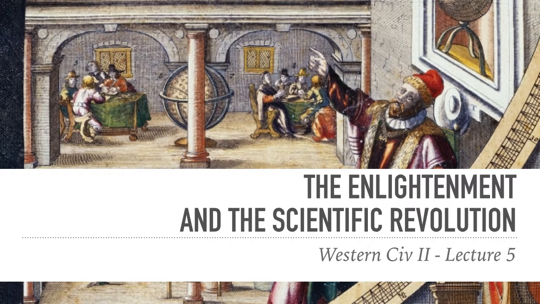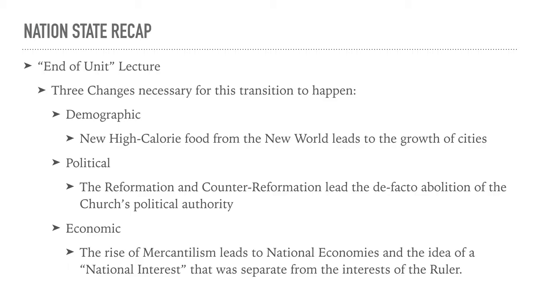Today we're going to do Lecture 5, which is on the Enlightenment and the Scientific Revolution. Now, in order to start this lecture, we sort of need to recap what we talked about last time. If you remember, that was our end of unit lecture, end of Unit 1. We talked about the development of the nation state as the culmination of three processes, three changes that were necessary in Europe.